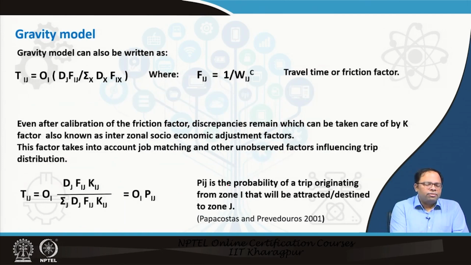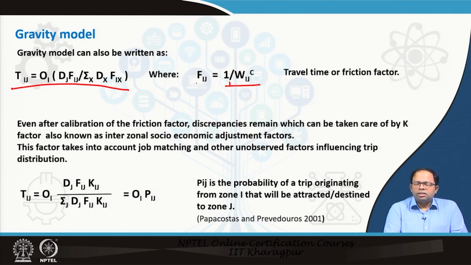So, the other form of the gravity model is this, where everything remains the same, only 1 by wij to the power c is replaced by fij. Now, this is called the travel time or friction factor. So, when we do the calibration of the gravity model or this particular c value, then actually we have to calibrate the f, this particular fij value needs to be calibrated.